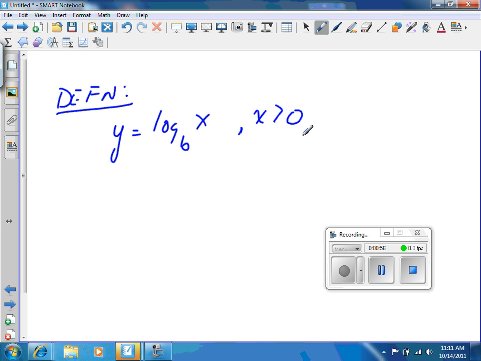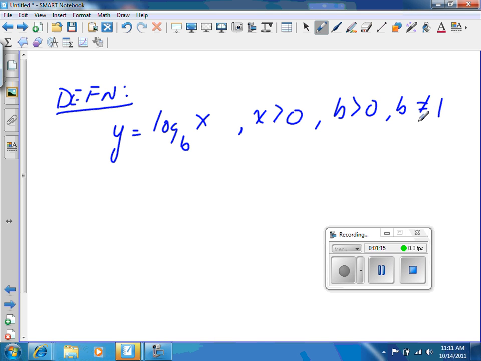That doesn't mean x in the equation that you are solving. That means whatever is here. And b has to be greater than 0. The base has to be greater than 0 and not equal to 1.